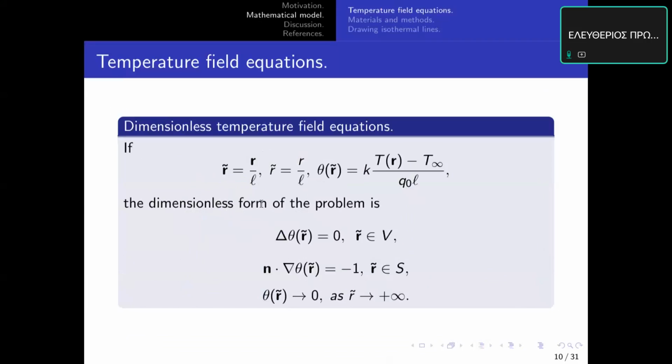In order to solve the problem, we have to nondimensionalize the problem. We said R tilde is R over L, where L is the characteristic length, and the function to be derived now is the function theta, which is defined from this equation. Therefore, the dimensionless form of the problem is the Laplace equation, the Laplacian of function theta equals 0. The outward normal unit vector dot the gradient of function theta equals -1 on the surface, and at infinity, the temperature tends to 0.